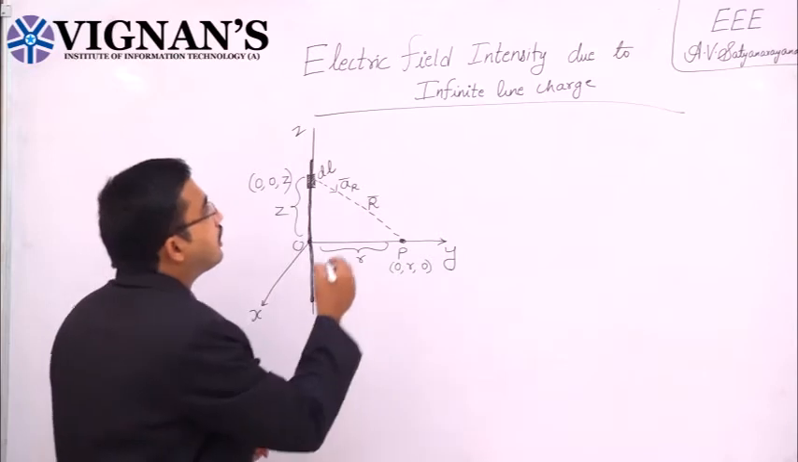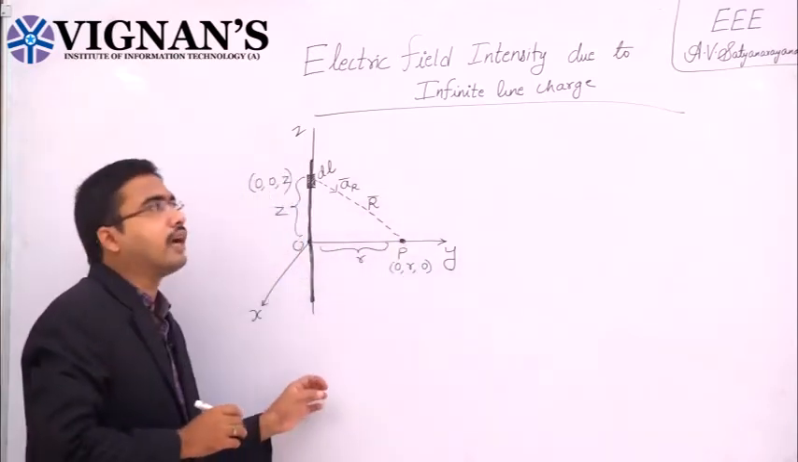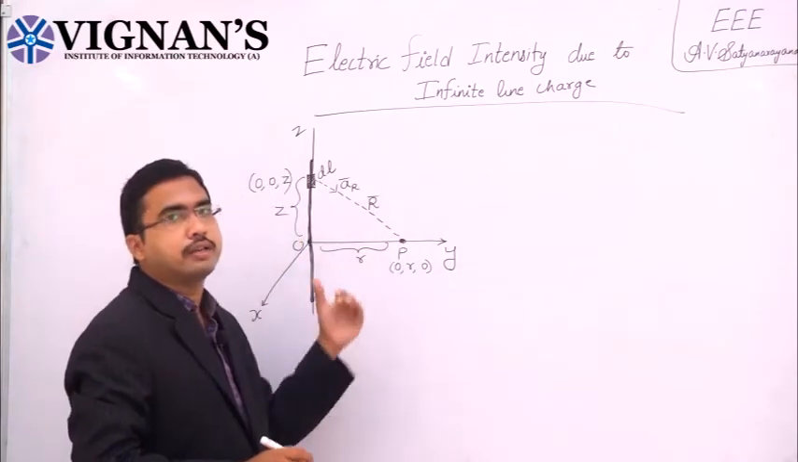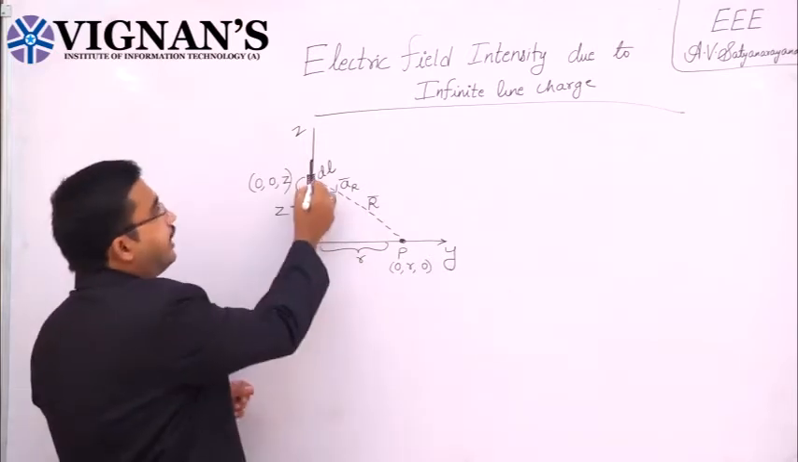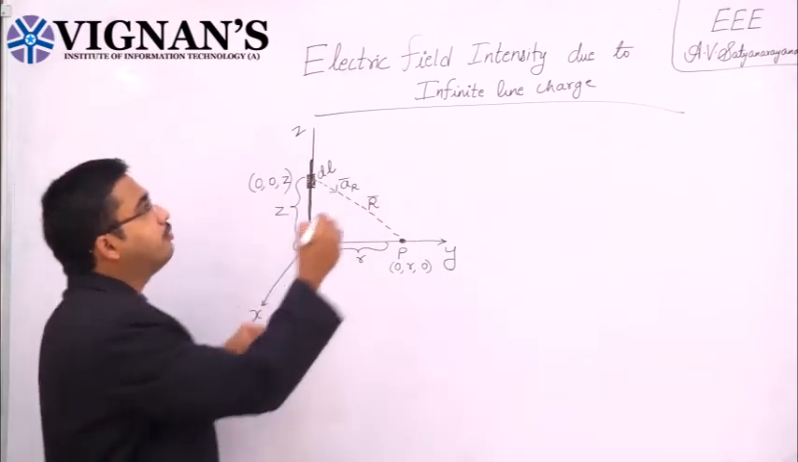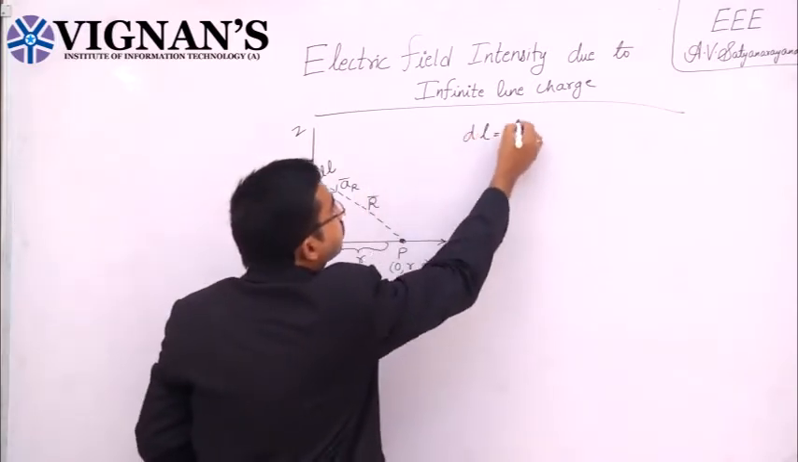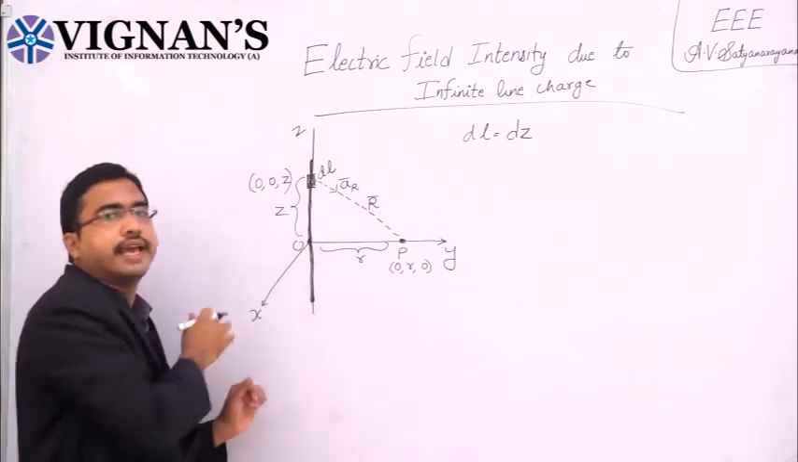Now, consider the Cartesian coordinate system. In the Cartesian coordinate system, all the points are represented in terms of x, y and z only. Okay. So, here the differential length dl can be taken as dz, okay, because this is on the z axis.